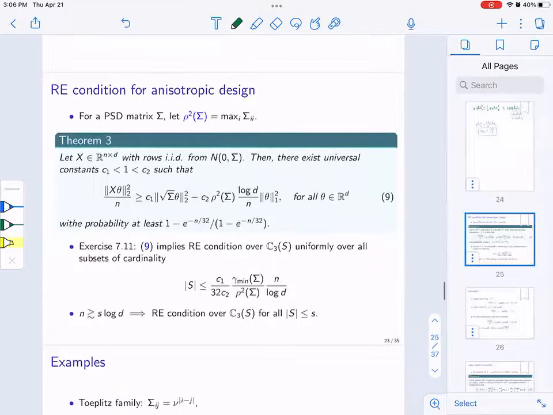If that's the case, then you'd appreciate this result, which is a very interesting general result. Suppose you have a matrix, this is our design, and the design is anisotropic. Isotropic means the covariance is identity, yes.